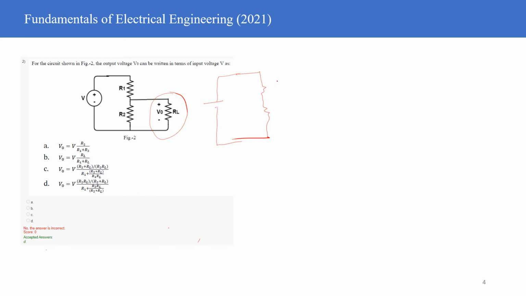Always try to break things up into smaller things, if you are not comfortable with the idea of one big thing. So I can figure out the potential across the Rx term in terms of the input V naught. What is the potential across Rx here in the new circuit I have drawn? Tell me. Vrx is nothing but Rx over Rx plus R1 into V naught. I can write it like this.